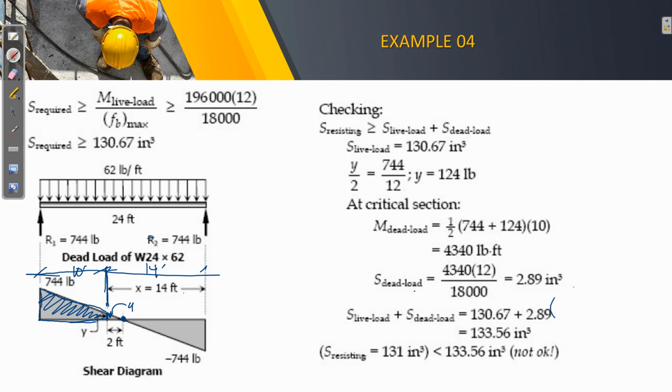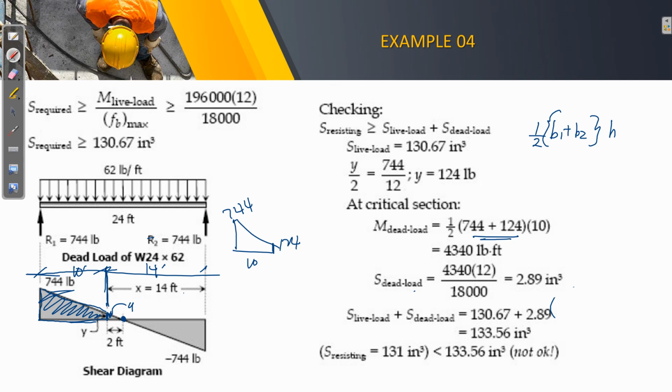So from that, we can now compute the maximum moment from the dead load by this trapezoidal area. And that trapezoidal area could be solved by this formula, 1/2 (B1 + B2) times height. So the first base is 744. Okay, so here it is. This is 744, and that is 124. So 744 plus 124, times the height. So actually this is 10.